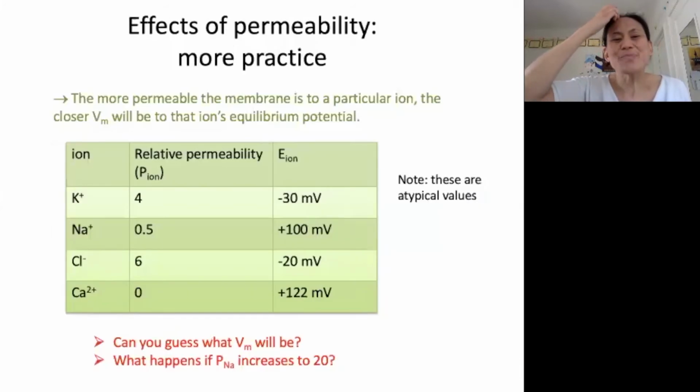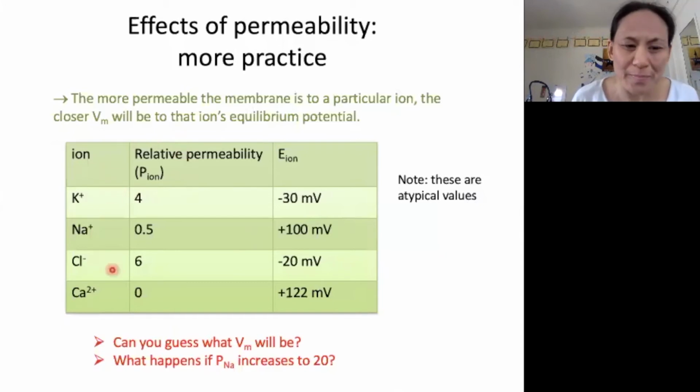Okay, let's move on to another example just for practice. Let's pretend that we have these permeabilities for these ions right here. Let's also pretend that we have these equilibrium potentials for these ions right here. And I just want to emphasize these are atypical values. This is not what you would normally see in a neuron. You wouldn't normally see these permeabilities. You wouldn't normally see these equilibrium potentials. But just for the sake of applying the concepts, let's think through this.